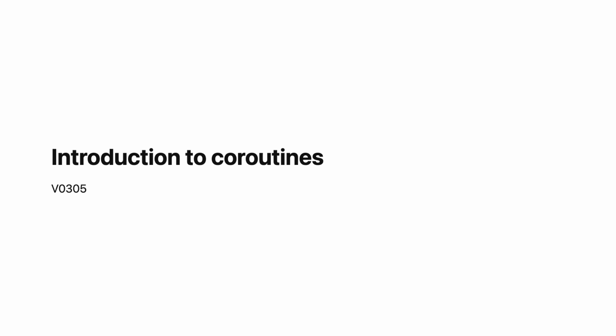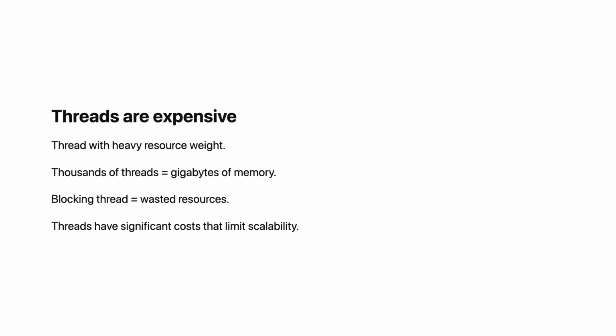Threads are expensive. Each thread needs a stack. Context switching has overhead. If you have thousands of concurrent tasks, thousands of threads consume gigabytes of memory. The system slows down. Blocking is wasteful. A thread waiting for network does nothing. It holds resources while idle. Modern applications need more concurrency than threads can provide efficiently.